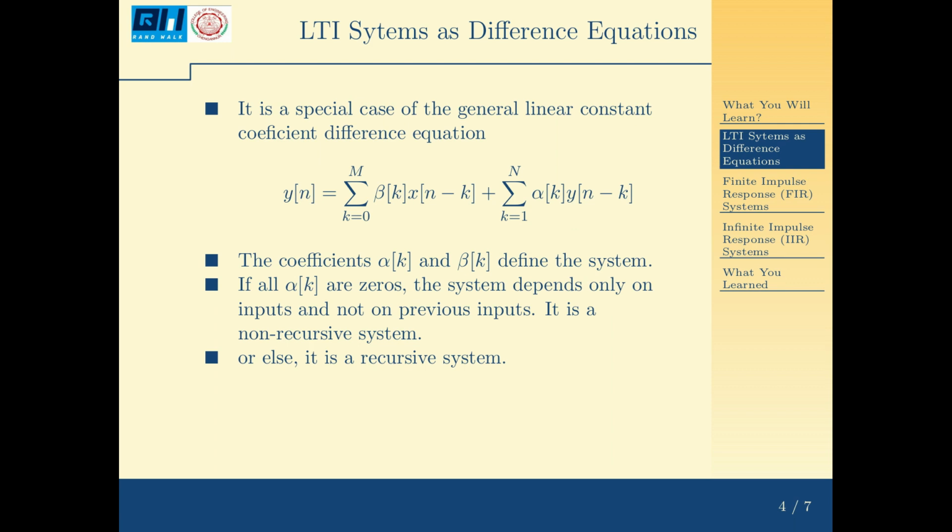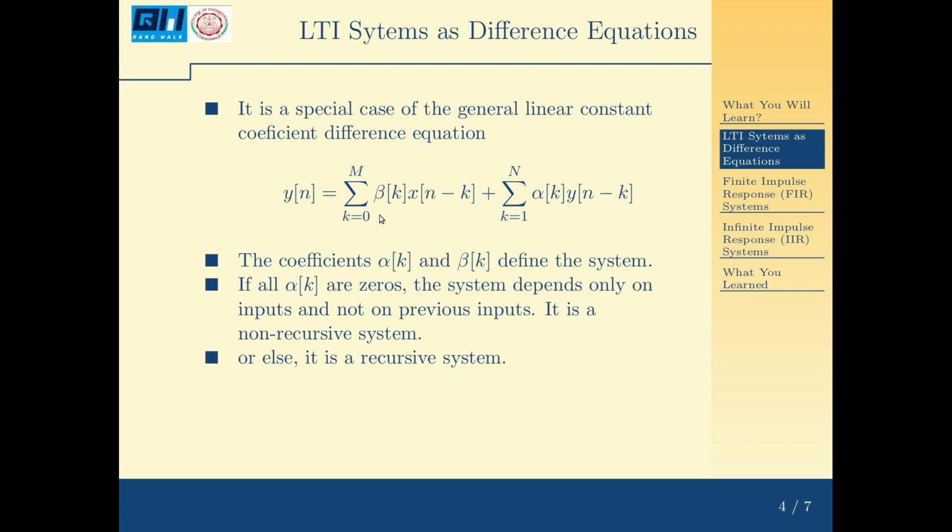Now whatever we have seen is a special case of the general linear constant coefficient difference equation, modeled as y[n] equal to the sum from k equal to 0 to M of beta k x[n minus k], plus the sum from k equal to 1 to N of alpha k y[n minus k]. These constants alpha k and beta k define the system. Actually, finding these constants alpha k and beta k is the design of this system.